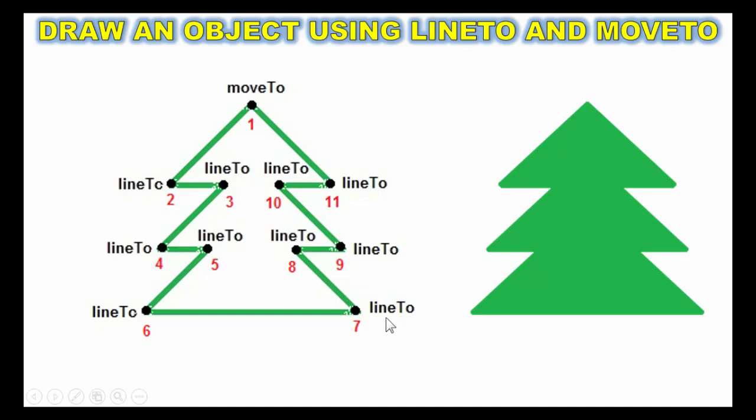To do that, we start with a MOVETO command, followed by a LINETO command that draws a line from that MOVETO location to the LINETO coordinate location, and then followed by a LINETO command that draws a line from the current location of the imaginary pen, and again a LINETO, LINETO until we go back where we started.